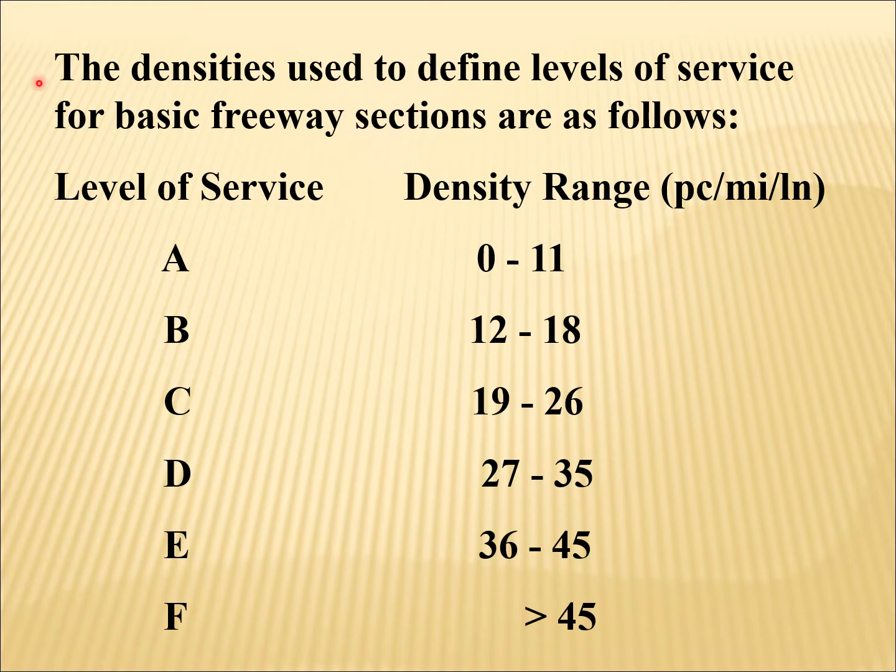The densities used to define levels of service for basic freeway sections are as follows. So A is the highest level of service and F is the lowest level, and associated density ranges are mentioned over here in passenger cars per mile per lane.